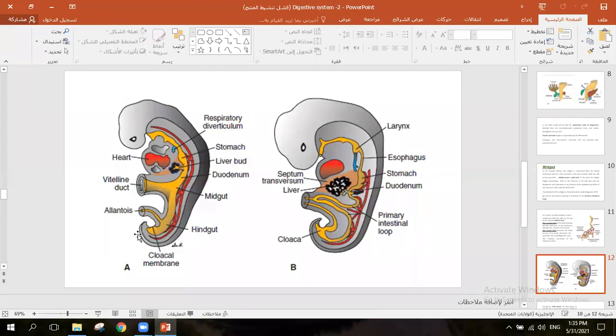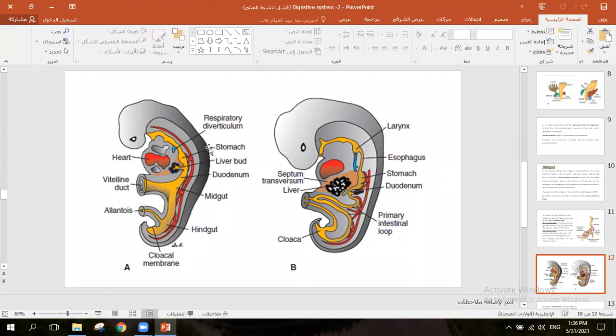Answer with true or false for the following. The gut tube is formed from the pharyngeal gut, foregut, midgut, and hindgut. True or false? True. Yes, very good.